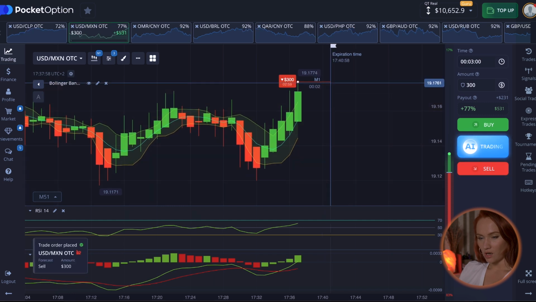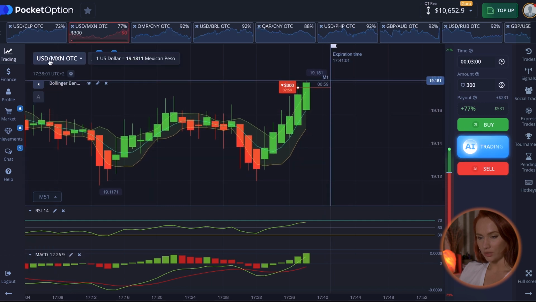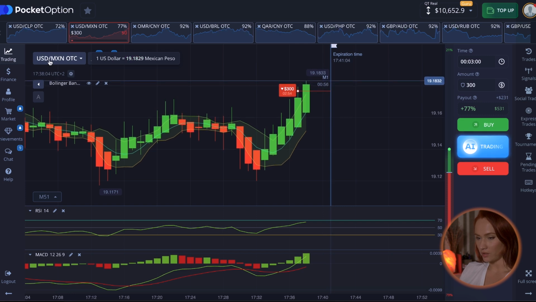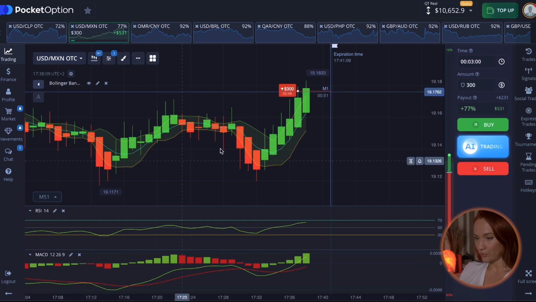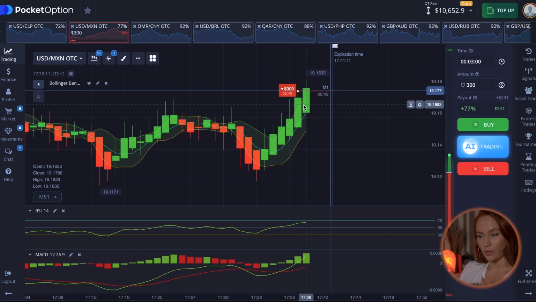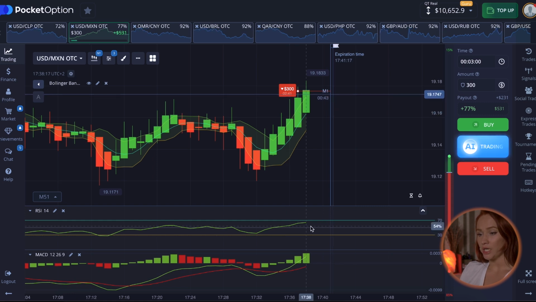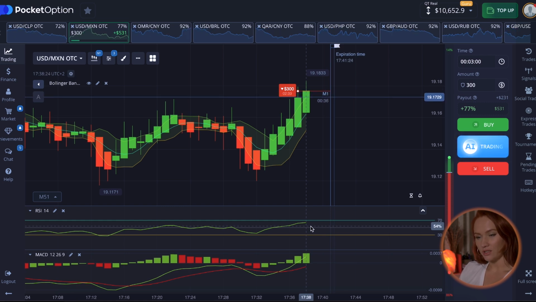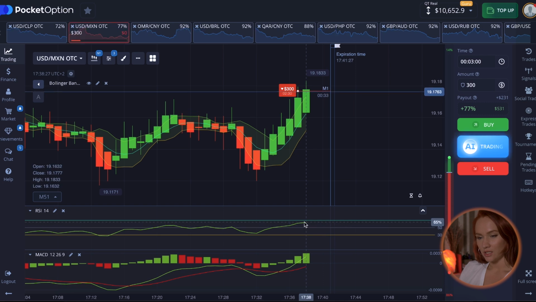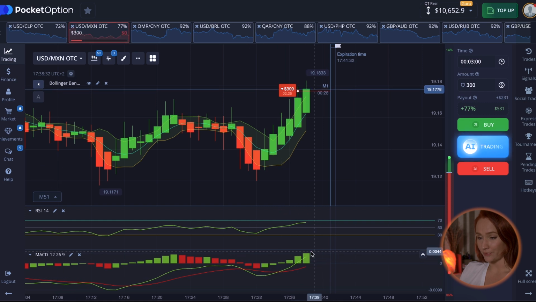Well, I opened the US dollar Mexican peso currency pair sell deal. What do we see here? We see a breakout of the top Bollinger Band. There are already quite a lot of candles. Most likely a reversal will occur right about now. Next, RSI is just approaching the top border of the 70 line. So such an outcome may occur. So it must be taken into account.